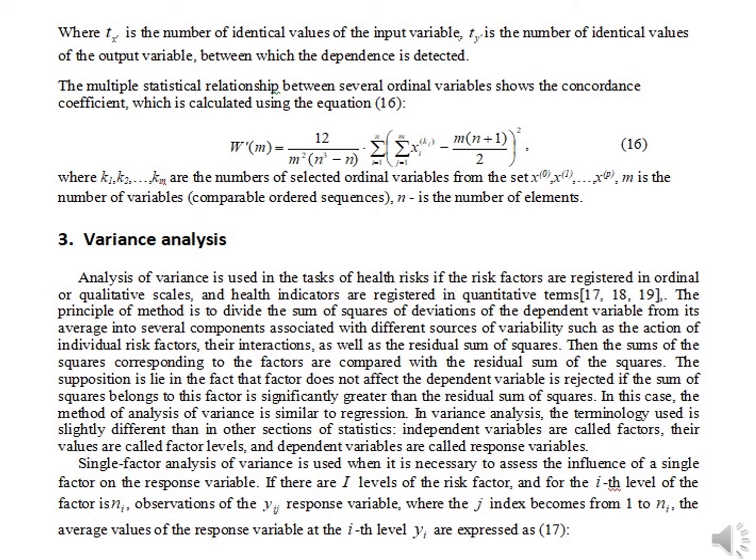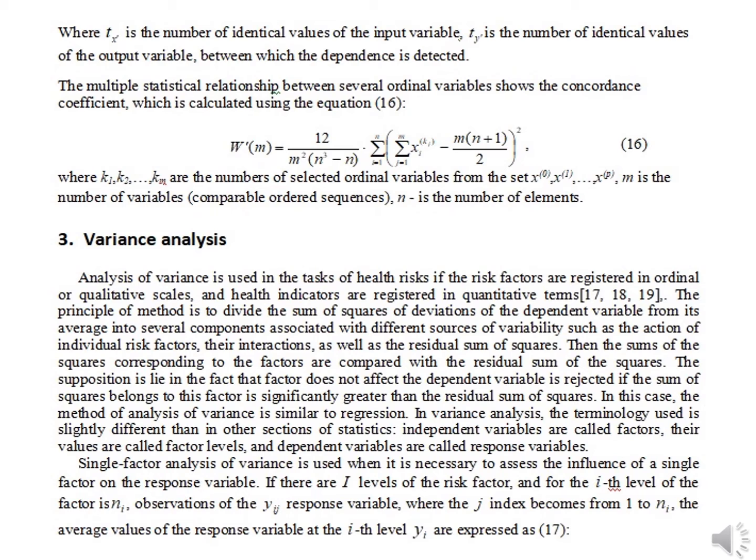Let's say some words about variance analysis. Analysis of variance is used in the task of health risk if the risk factors are registered in ordinal or qualitative scales, and health indicators are registered in quantitative terms. The principle of the method is to divide the sum of squares of deviations of the dependent variable from its average into several components associated with different sources of variability, such as the action of individual risk factors, their interactions, as well as the residual sum of squares.